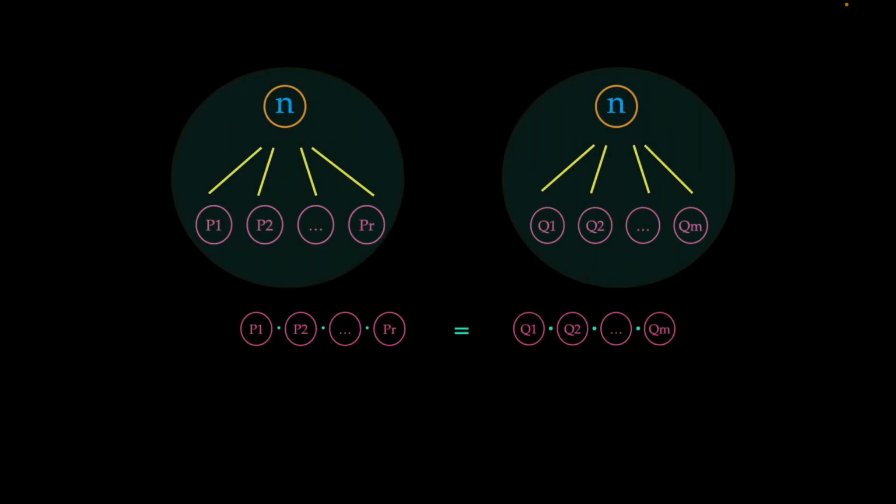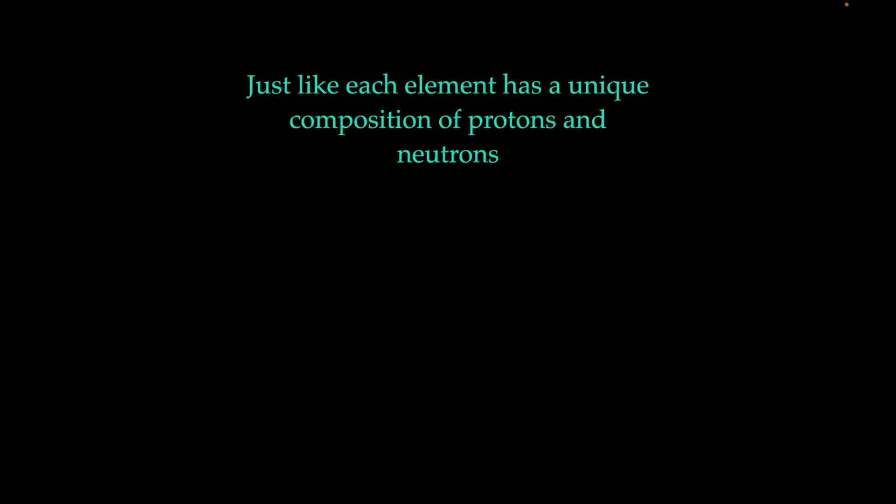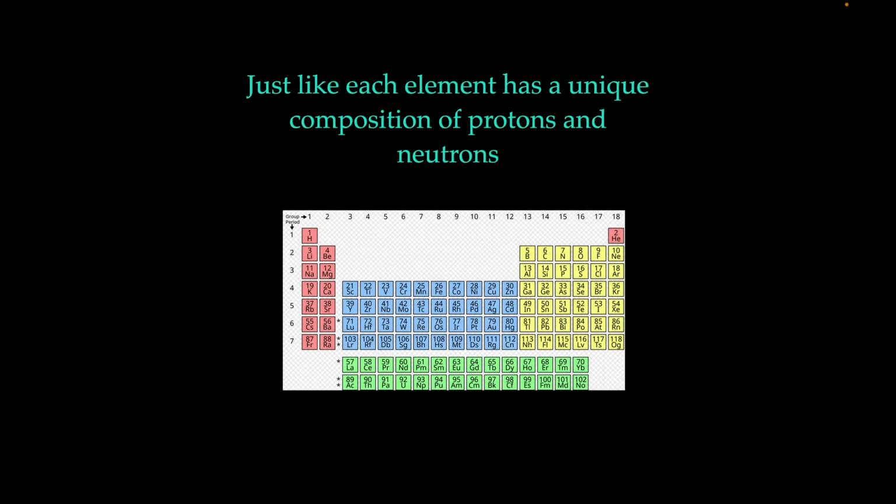This actually means that there cannot exist a smallest number with more than 2 prime factorizations. And this again means that every number has a unique composition of prime numbers. Just like each element in the periodic system has a unique composition of protons and neutrons that make up the properties of the element. So there is infinity of special numbers, and this is why every number is unique.